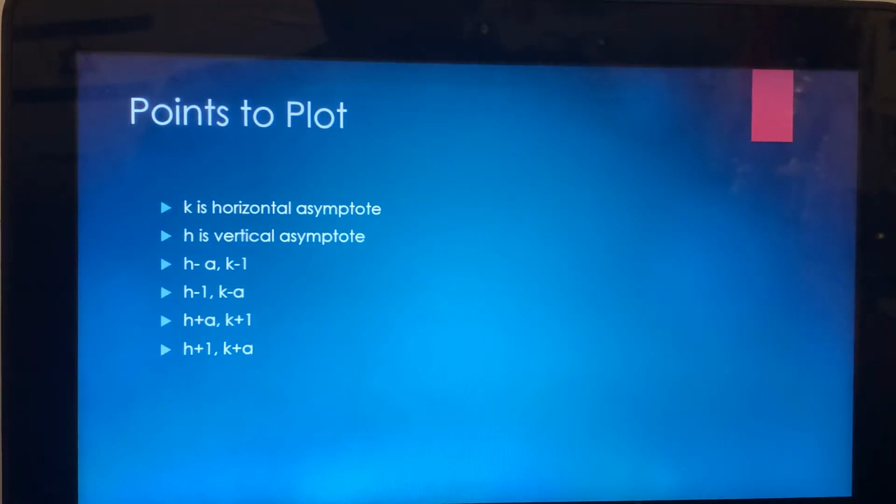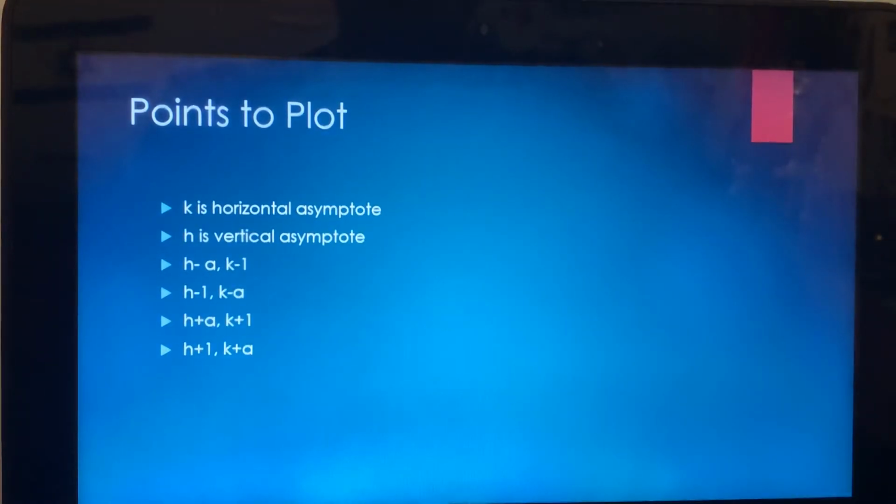So y equals 2 and x equals minus 1. Those are going to be our two asymptotes, and we draw the dotted lines there.